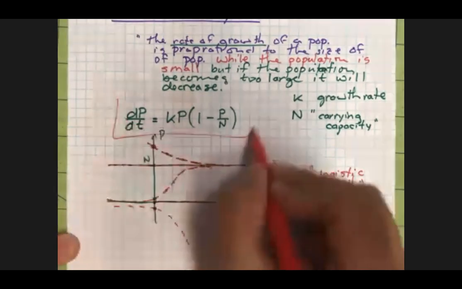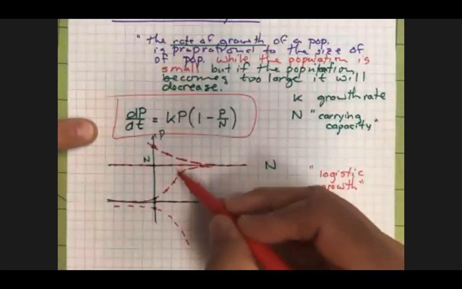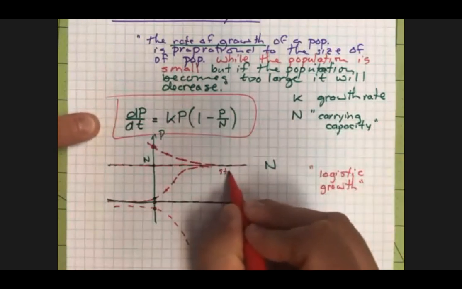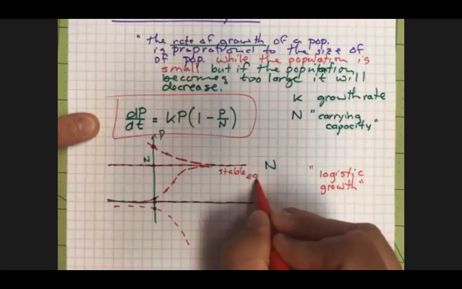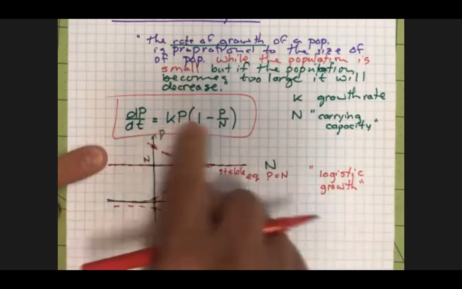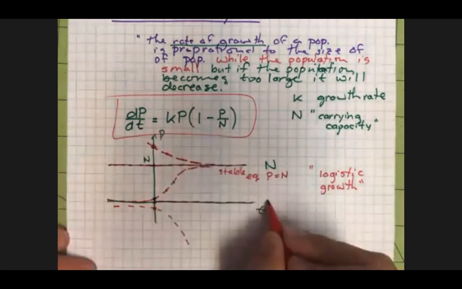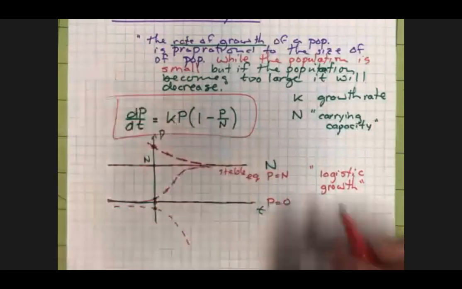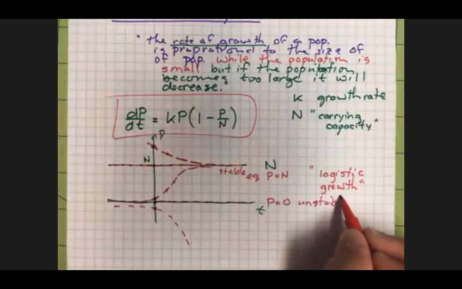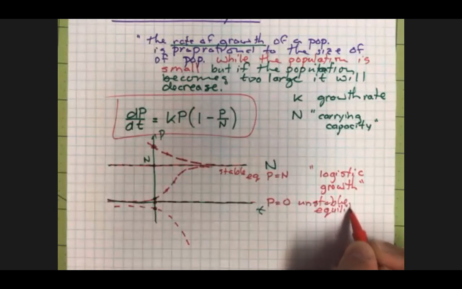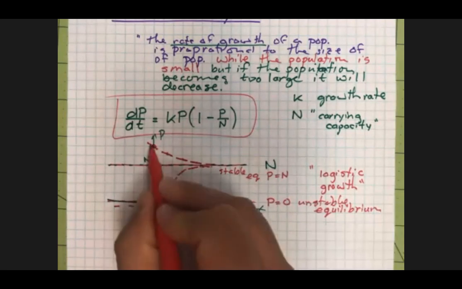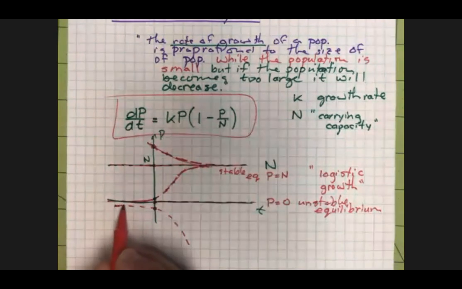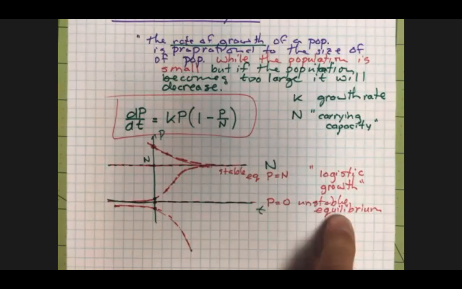But what have I learned about the quality of this differential equation? What I see are 1, 2, 3, 4, 5 types of solutions. This is a stable equilibrium, P equals N, because P equals N actually solves this differential equation. P equals zero is also an equilibrium, but solutions peel away from that, don't they? That's called an unstable equilibrium. Just doing a little vocabulary here, don't worry. I have solutions that decay to the stable equilibrium. I have solutions that rise to the stable equilibrium. And then I have solutions that are driven away from the unstable equilibrium.